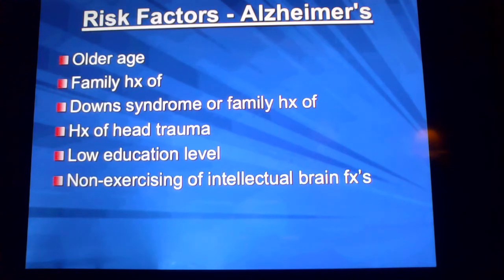Let's talk about some risk factors for Alzheimer's disease. Certainly older age, we know that. Family history of Alzheimer's, a family history of Down syndrome also, head trauma. We also have low educational level and non-exercising of intellectual brain functions. So they've noticed that people with higher education levels appear to have less Alzheimer's or less dementia. But the question is, are they able to cover it up better because they have a bigger vocabulary, things like that? We don't know. We do know that people that don't exercise their brain as they get older are more prone to dementia.